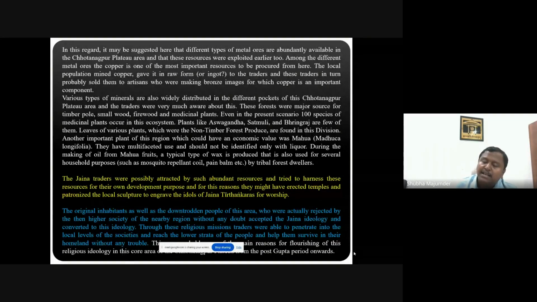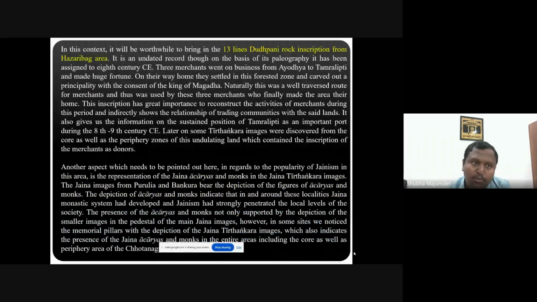In some cases they are not direct followers of Jainism at present, but they follow some rituals which are mentioned in the Jain tradition, like being vegetarian. Most of them are vegetarian. So these are indications that, though they changed their religious ideology, they follow their own earlier traditions. It indicates how deeply Jainism entered this part of the core area of the Chhotanagpur Plateau.